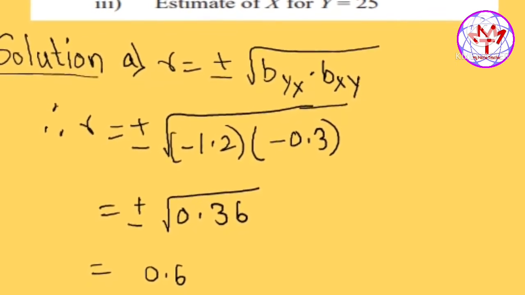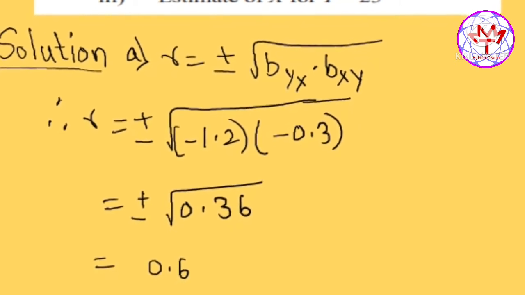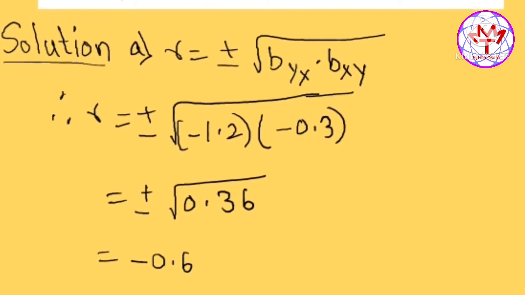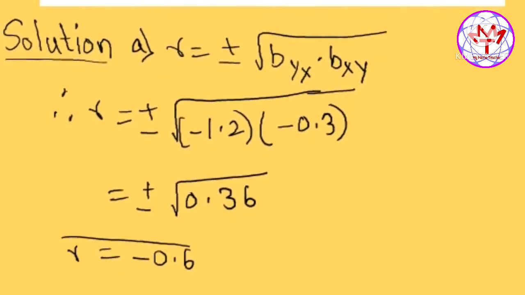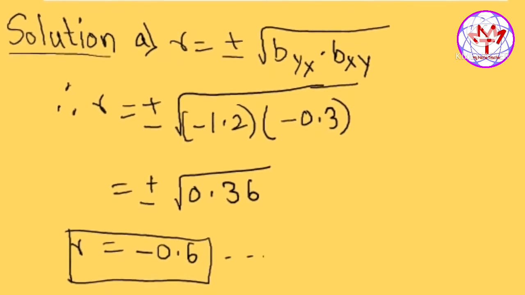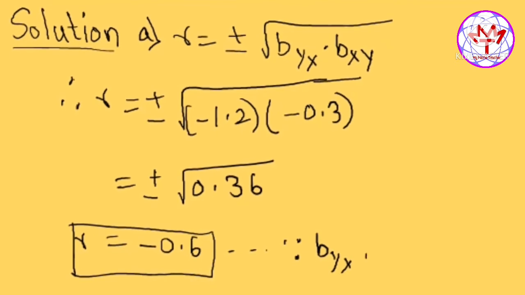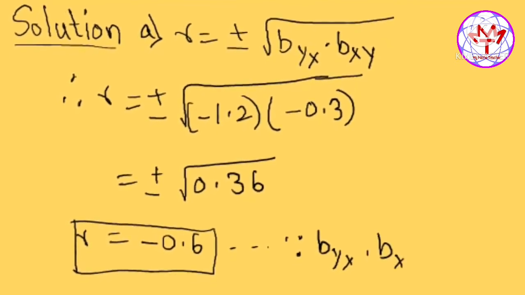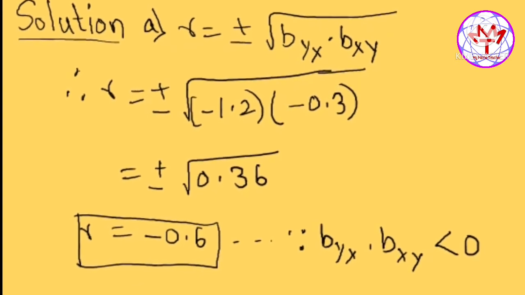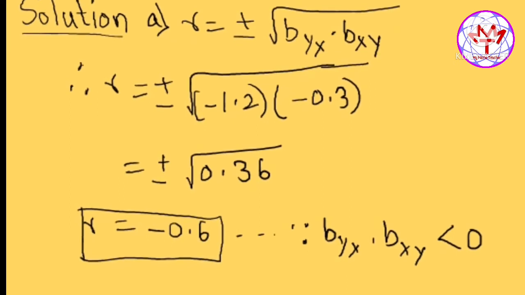But what will be the sign of r? r will have the same sign as byx and bxy. Now over here byx and bxy both are negative. So r also will be negative. So we get r is equal to minus 0.6. Here you can write, since byx and bxy are less than 0. So this completes your first sub question.